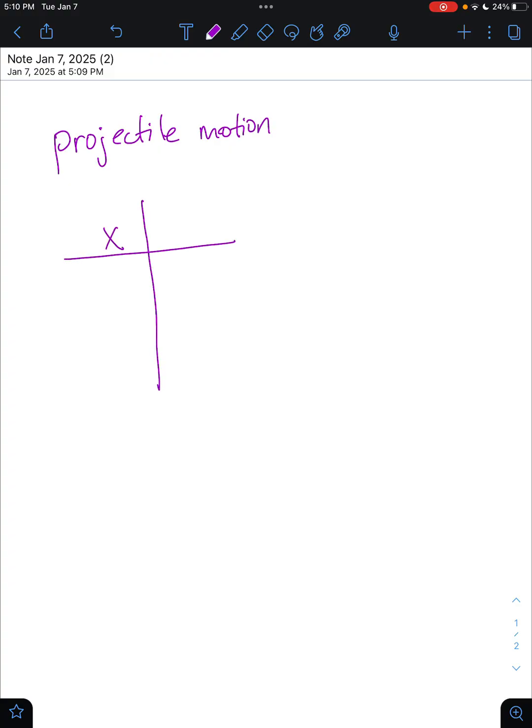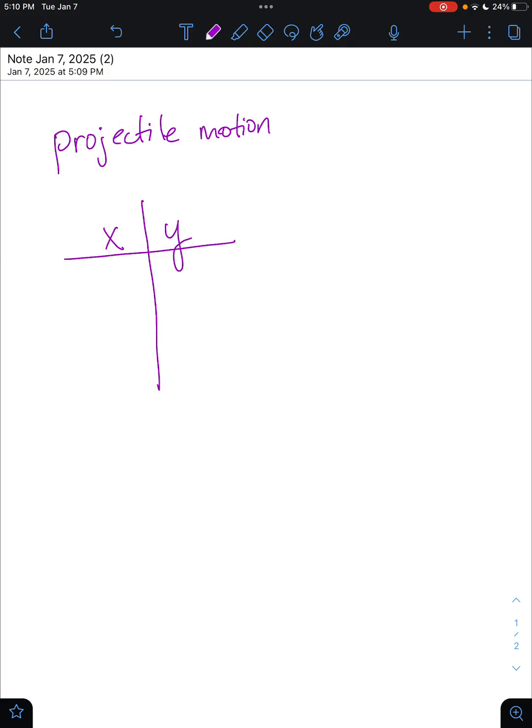Hi again. I thought that with bringing back some projectile motion and circular motion, it might be good for us to take a little crash course on just revisiting some facts that we need to know to do these problems. So for instance, projectile motion, we want to make an XY chart.